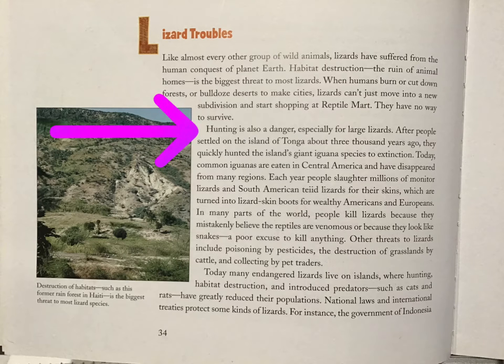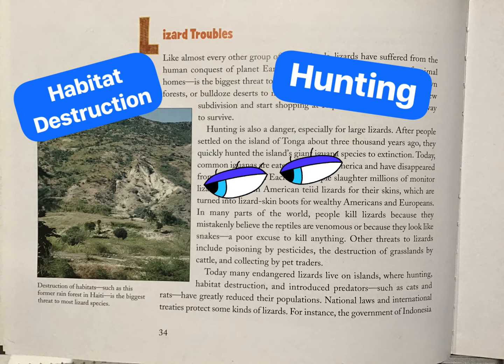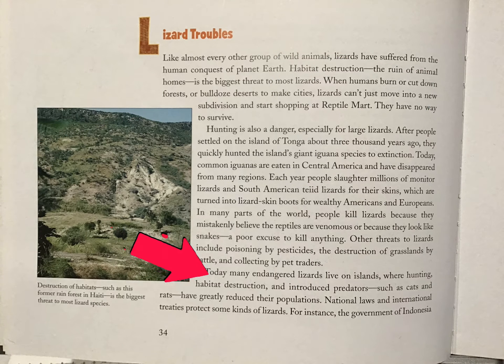In many parts of the world, people kill lizards because they mistakenly believe the reptiles are venomous or because they look like snakes, a poor excuse to kill anything. Other threats to lizards include poisoning by pesticides, the destruction of grasslands by cattle, and collecting by pet traders. Now that we've identified two problems that lizards have, let's be on the lookout for some signal words that signify a solution to these problems.